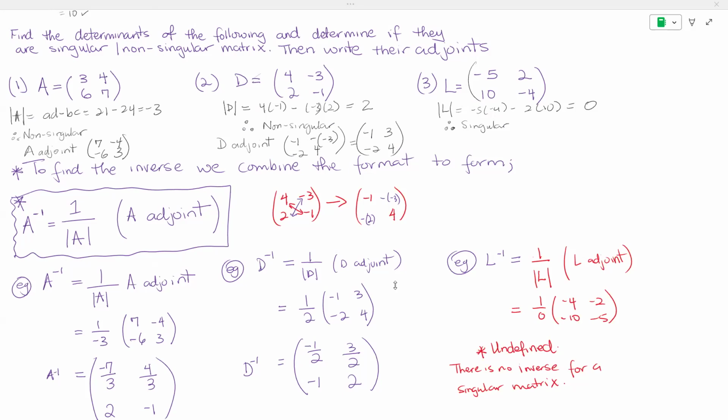Yeah, sorry. All right. And now L adjoint is -4, -5. I like to do the diagonals first so I don't mix up anything. So I just switch -4, -5, and then negatives, -2, -10. Yeah? And that's our adjoints. Any questions here?